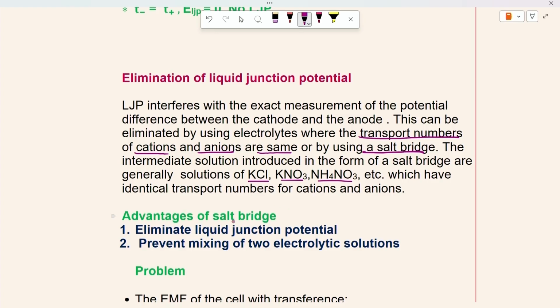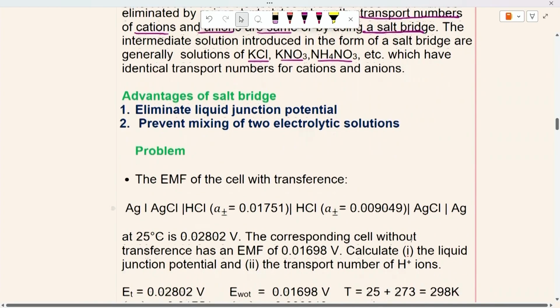The advantages of a salt bridge are that you can eliminate the liquid junction potential, and you can prevent the mixing of the two electrolyte solutions.